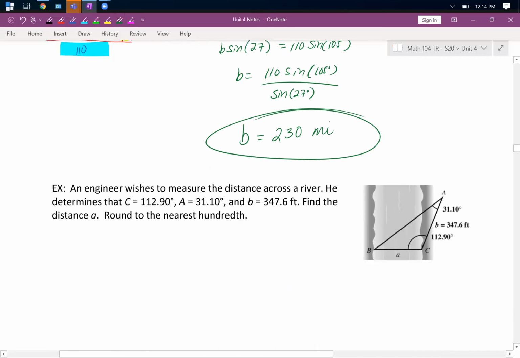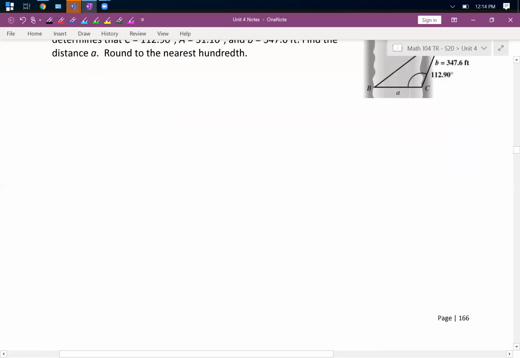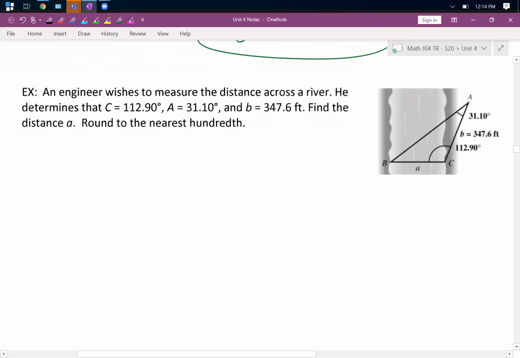All right, we're going to do one more. Engineer wishes to measure the distance across a river. He determines that angle C is 112.90 degrees, angle A is 31.10 degrees, and side B is 347.6 feet. Find the distance A. We'll round our answer to the nearest hundredth.